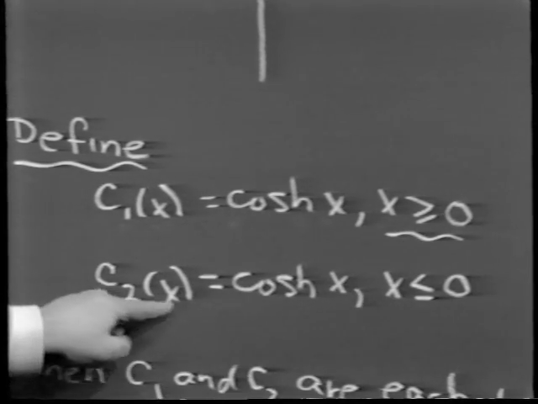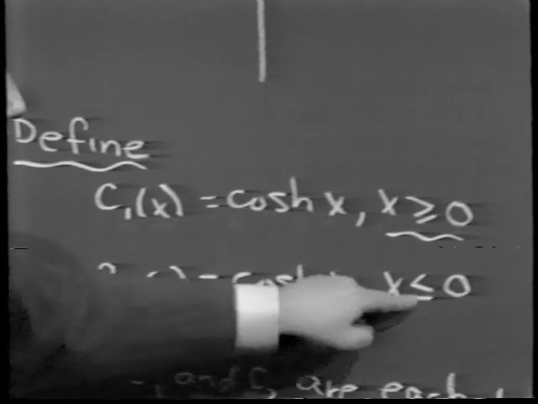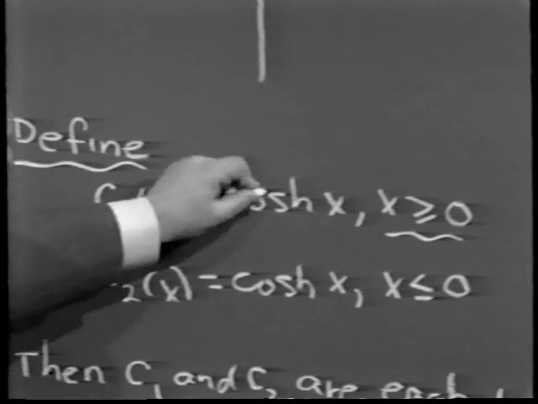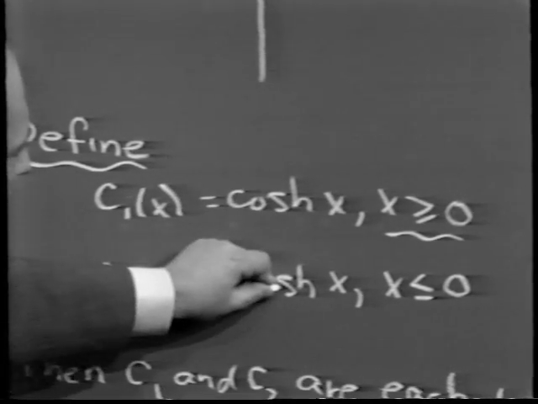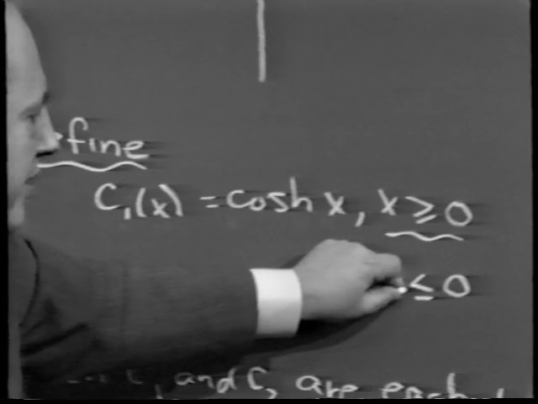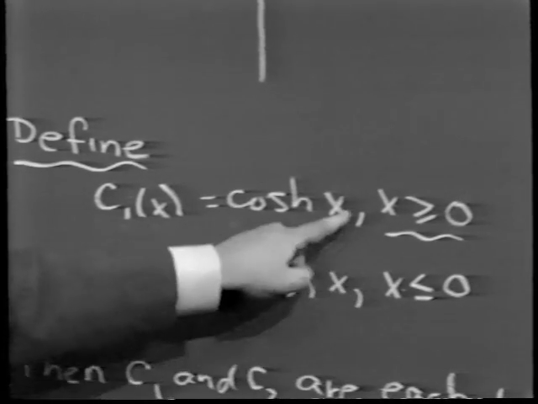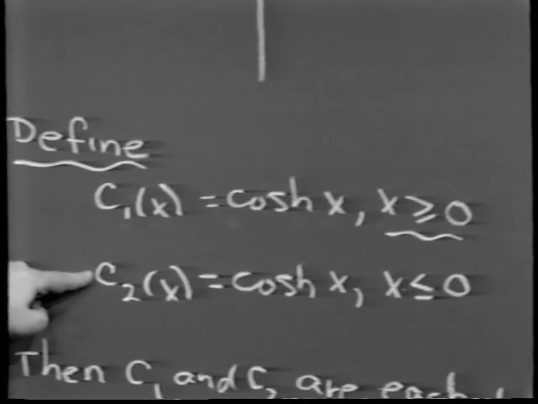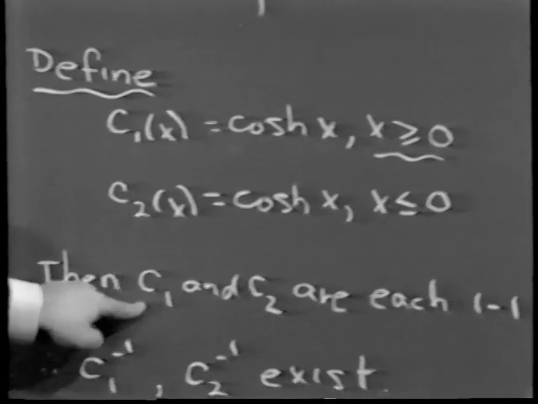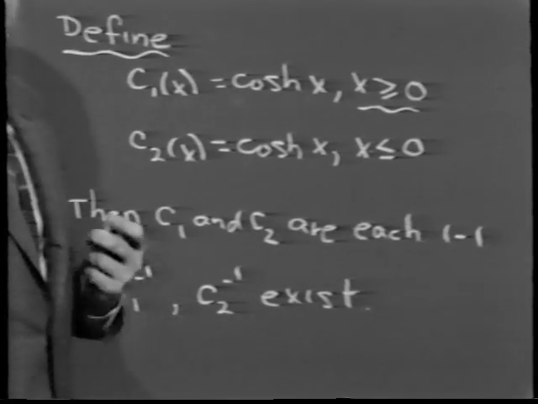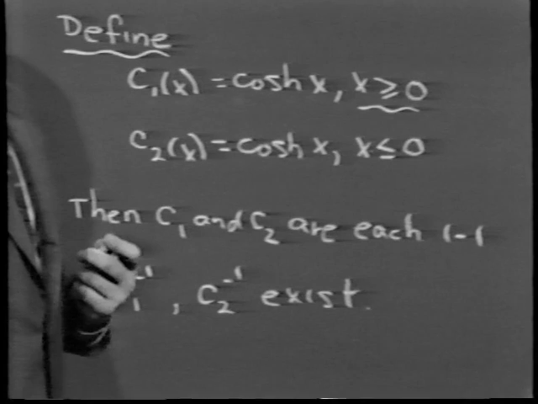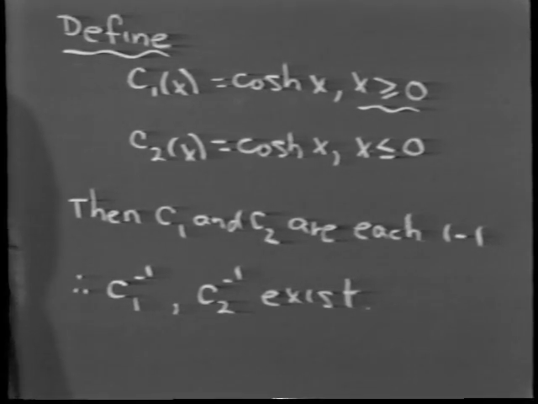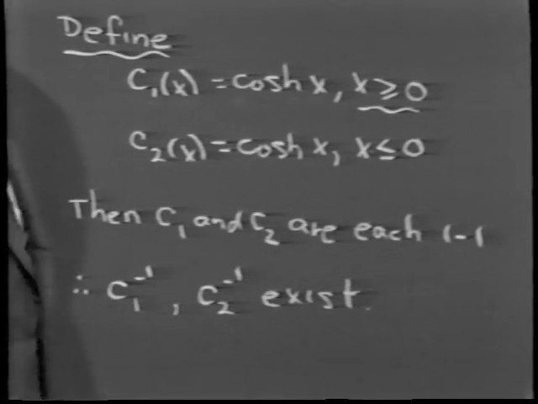I define c2 of x to be cosh x, where x is no bigger than 0. In other words, these two functions are different because even though the functional relations are the same, the domains are different. The interesting point is what? That cosh x is the union of c1 and c2. But the important point is that both c1 and c2 are 1-to-1, and because they're 1-to-1, their inverses exist. In other words, I can talk meaningfully about c1 inverse and c2 inverse.